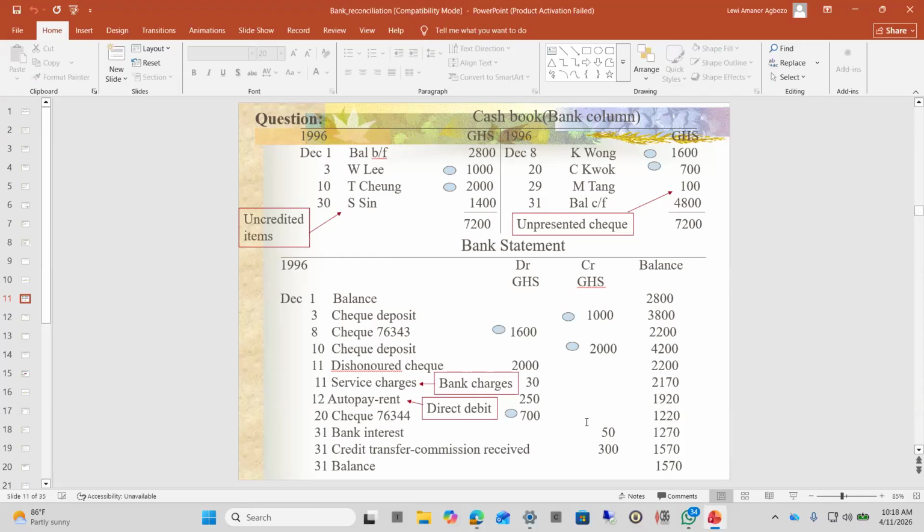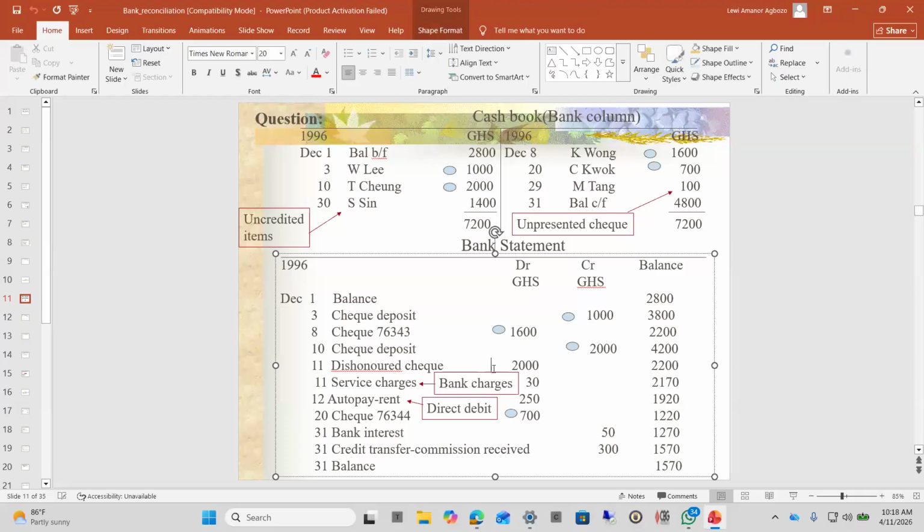Okay, then I'm done reading. What we are saying is that, look at this. You see the opening balance of the cash book. How much is it?